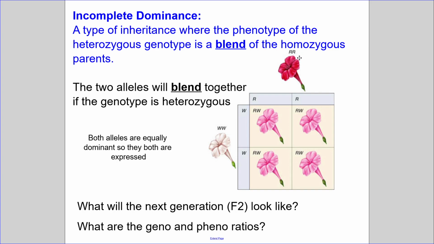So here we have a homozygous genotype, big R, big R. Here we have another homozygous genotype, big W, big W, but if you blend them together, you get the heterozygous one, which is one of each, and that phenotype is going to be a blend of the parents. So it won't be red, it won't be white, it'll be pink. Both alleles are equally dominant, so they're both expressed, which is also why now we're using 2 different letters. So with Mendelian rules, we use an uppercase and a lowercase to show the difference, but with incomplete dominance, since both alleles have a dominant trait to them, they both get their own letter.